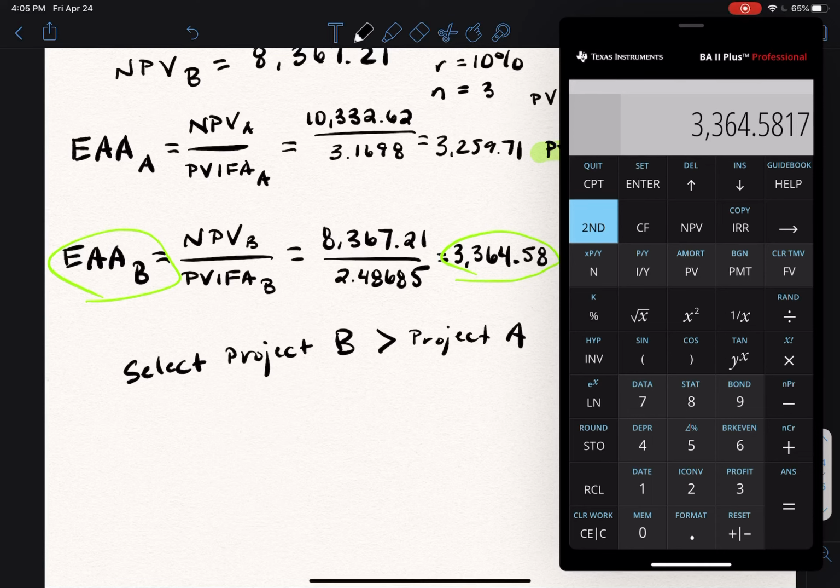Because this was a second method for evaluating mutually exclusive projects with unequal lives, using all the same numbers, just a different method. And the good news is that both methods resulted in selecting project B, which just confirms that we are on the right track.